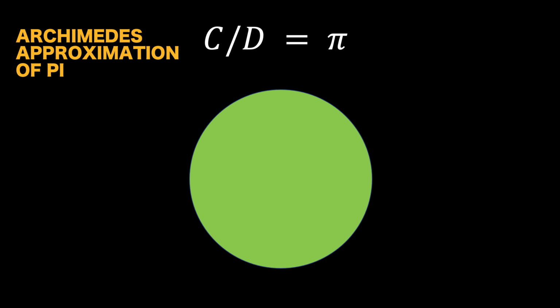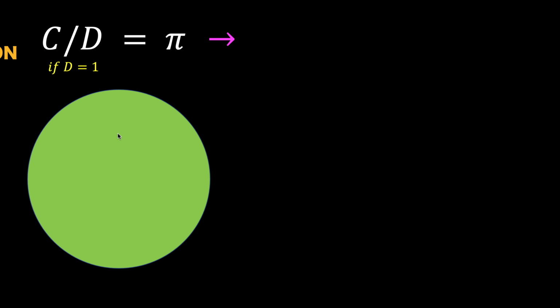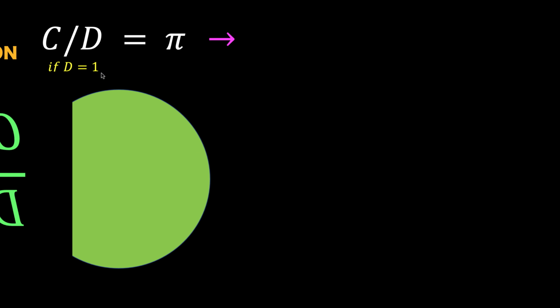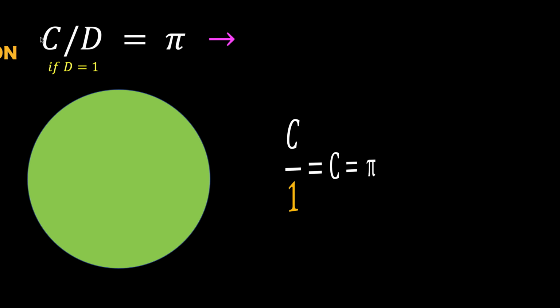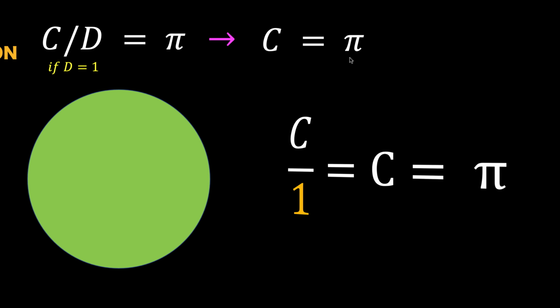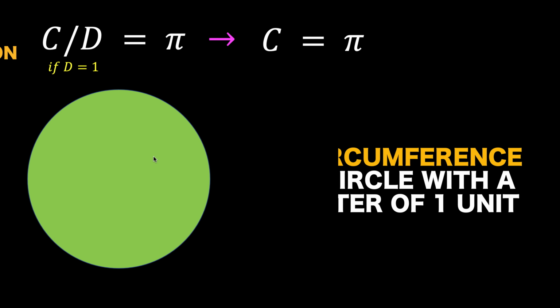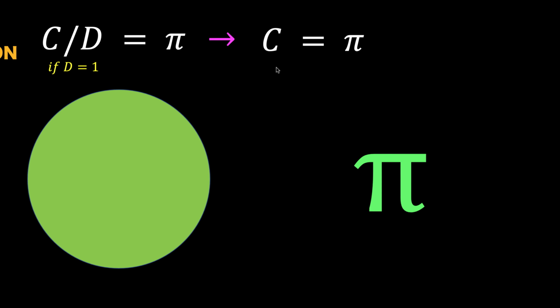Let's begin with this circle, and let us suppose that the diameter of this circle is 1 unit. Then, since the ratio of the circumference over the diameter is given the name pi, and if d is equal to 1 unit, then c over d would just become c over 1, and so we now have this value: c is equal to pi. So if we can find the circumference of this green circle with a diameter of 1 unit, then we'll be able to know the numeric value of the ratio c over d, which is pi.